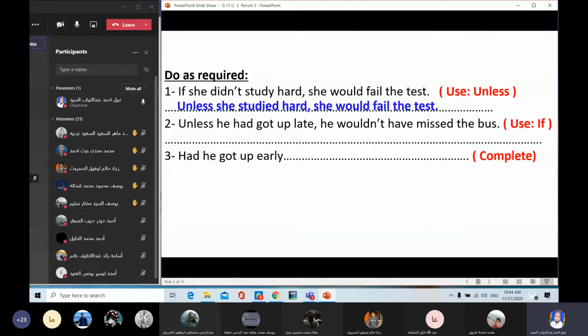And the second sentence here: unless he had got up late, he wouldn't have missed the bus. Unless here is in the third conditional. We have past perfect, had got, and wouldn't have missed, would have plus the past participle. Use if instead of unless. So if you use if, you negate the if clause. Let's see Yusuf Sayyid.